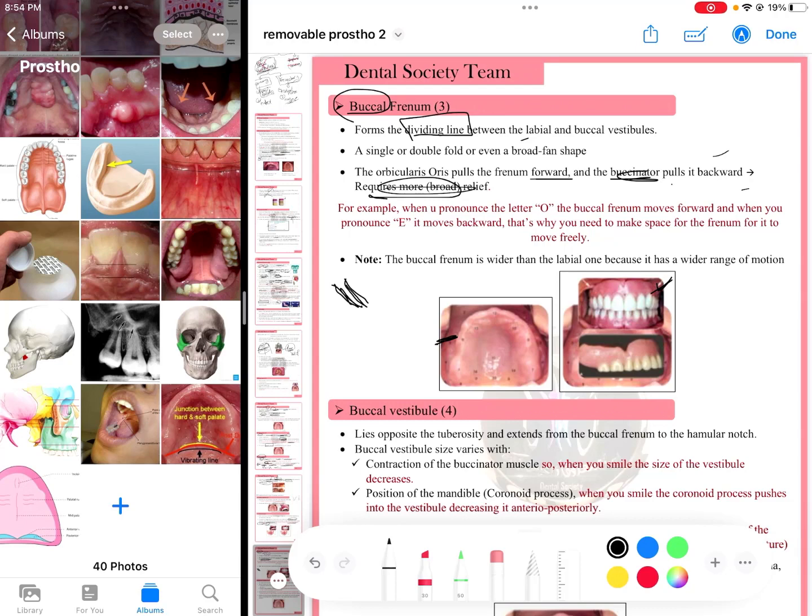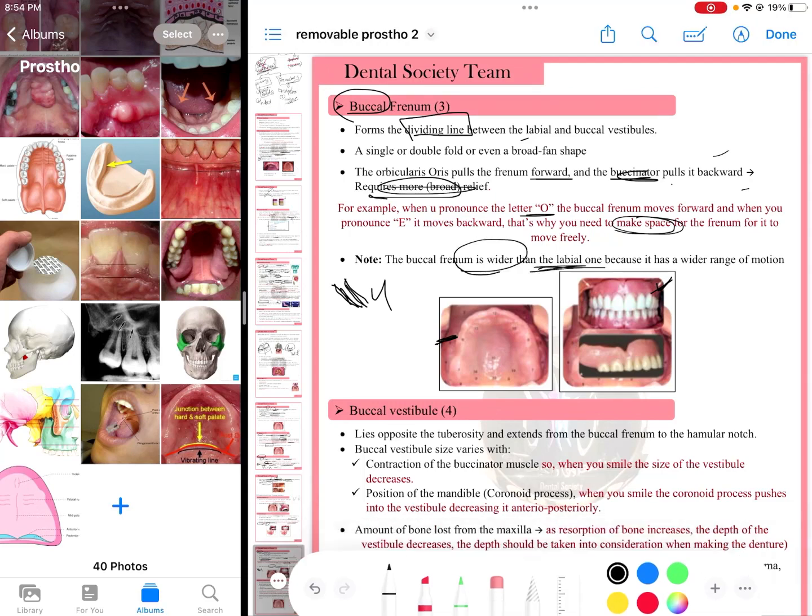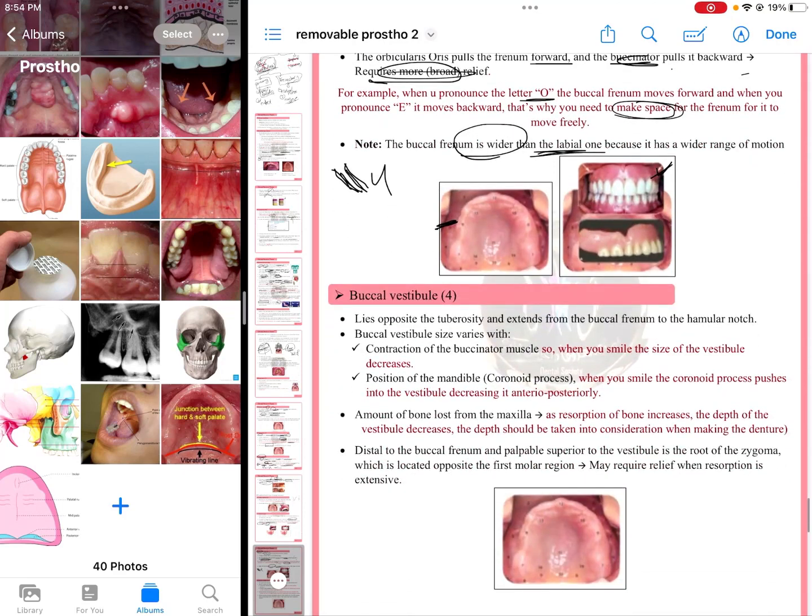So when I make a relief, a notch or a space for it, the space must be bigger, okay? For example, when you say O, the buccal frenum will move where? Forward. And when you say E, the buccal frenum will move backwards, and this needs more space so it can move. If we didn't create this space, what will happen? Ulcer. If no ulcer happens, the denture will fall. Either the denture falls or an ulcer forms. So it's wider than the labial one, because it has a wider range of movement.